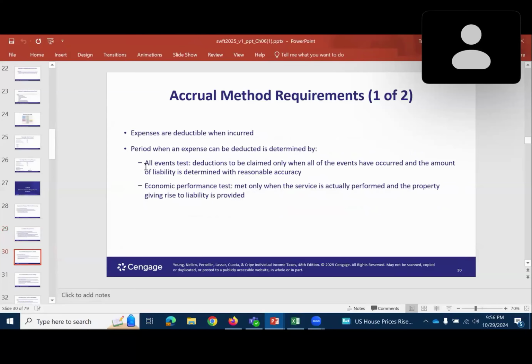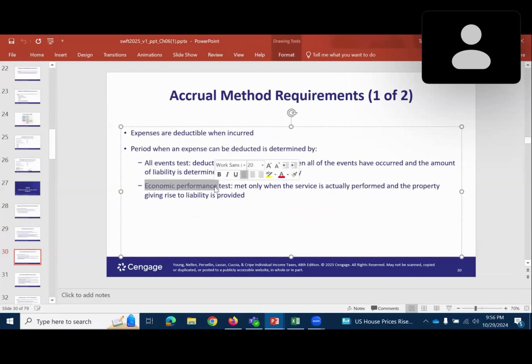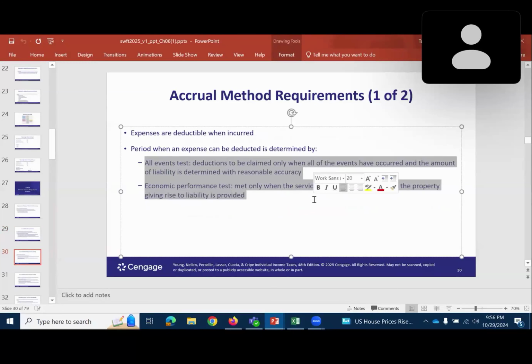Especially if they have high sales prices, high sales inventory. Accrual method, we all know this: all events test, economic performance test. The deductions will be claimed only when all the events have occurred. Met when all the services are actually performed. These are what you learned in Intermediate Accounting 2, the revenue recognition chapter. There were the 5 questions. What's the specific performance? What is the method of payment? What are the specific performance obligations in the contract? That's what this is talking about.